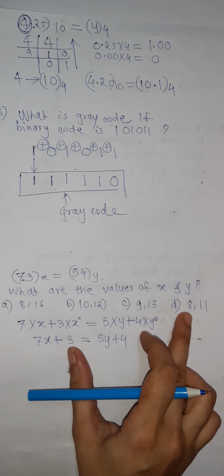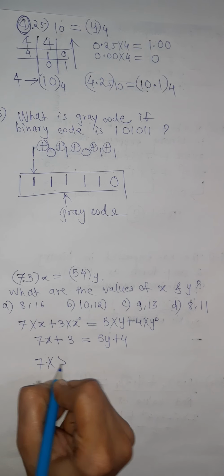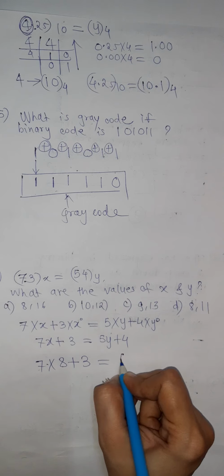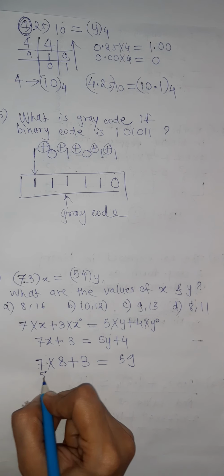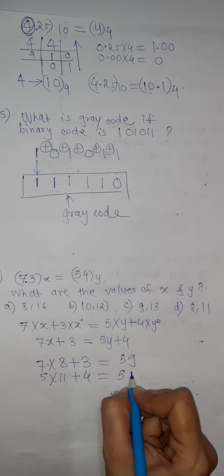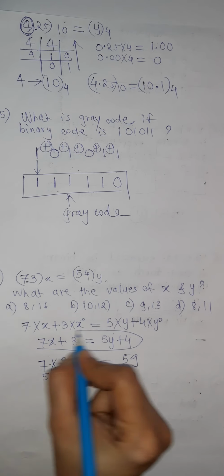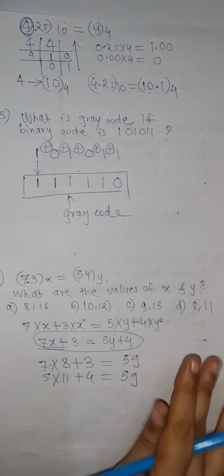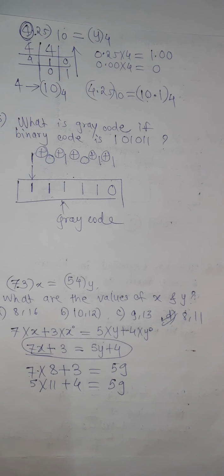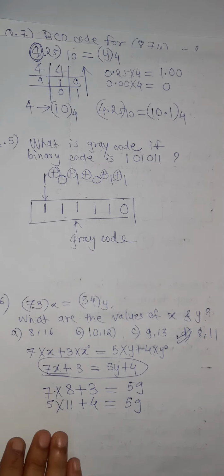Now check the last option, 8 and 11. If I put x equal to 8, then I will get 7 into 8, 56, 59. And 5 into 11 plus 4, then 55 plus 4, that is 59. So as this equation is tallied, option D is our right answer, 8 and 11. For the values of x and y, 8 and 11, this equation is satisfied.